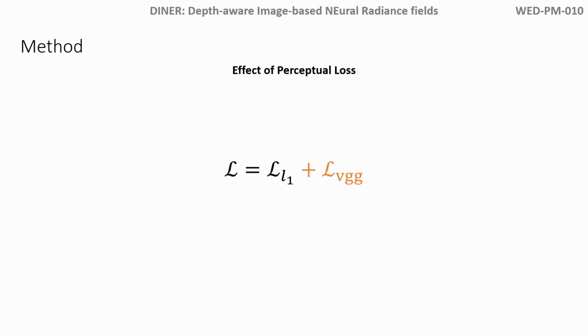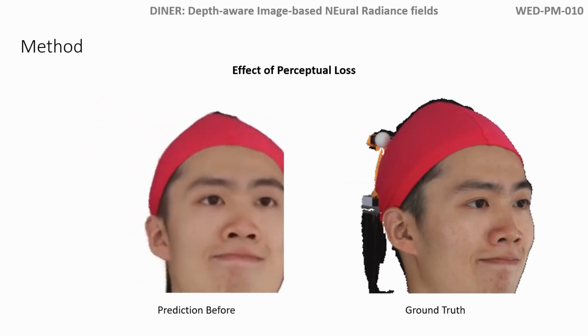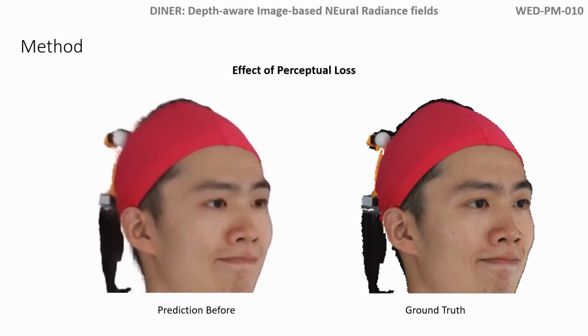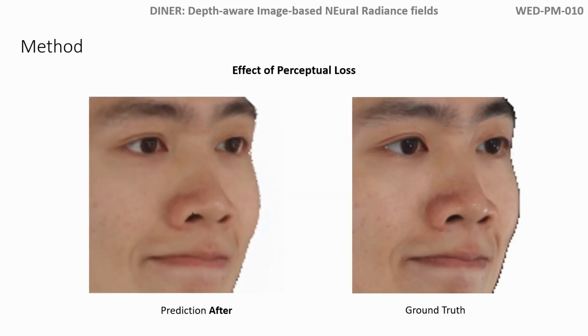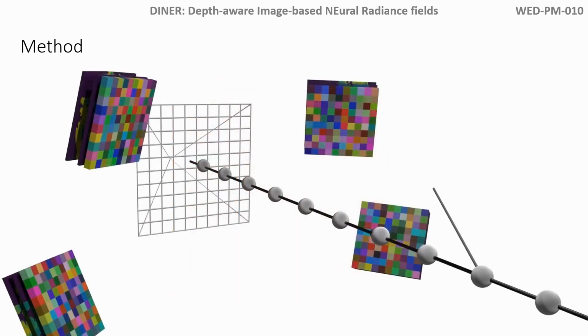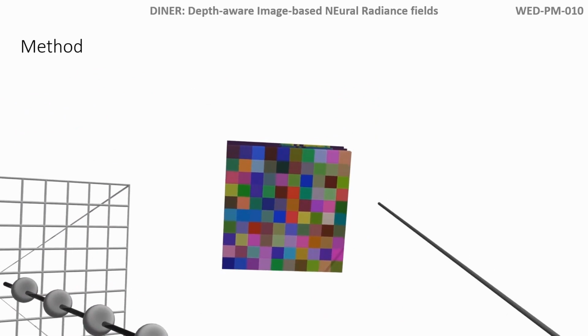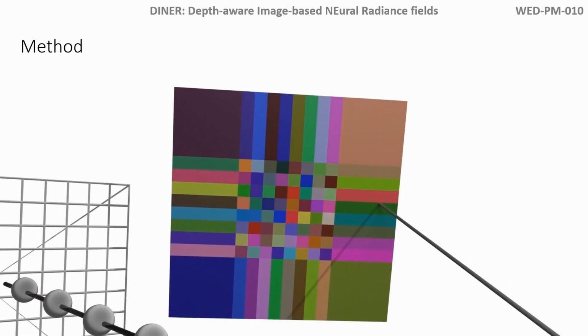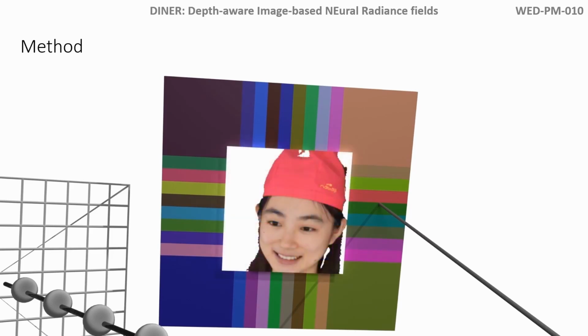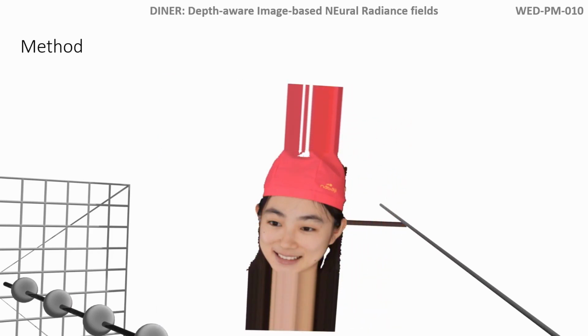Adding a perceptual loss to the objective function improves high-frequency details. We noticed that artifacts occur in regions that are not visible in the source images. For these regions, the sample points project outside of the source feature maps. Previous methods apply border padding in this case, which results in constant values irrespective of the distance to the camera plane. To solve this, we propose adding border padding to the source images prior to the feature encoding.